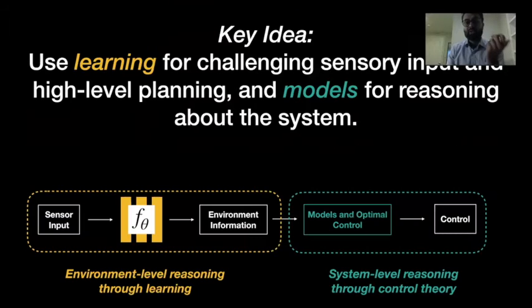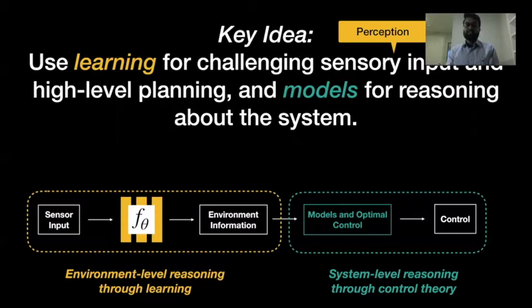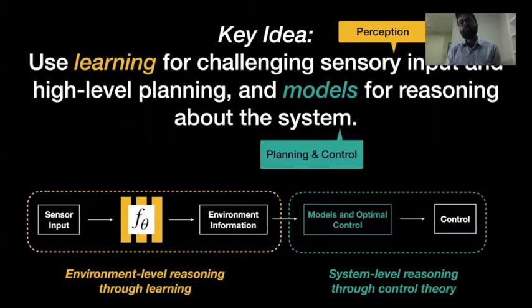So that's really our key idea, which is to use machine learning for challenging sensory input and for high-level planning. In other words, use machine learning for the environment-level reasoning of the system, and then use control theory and models for the system-level reasoning. What that means in this specific context is to use machine learning for processing the image that the robot sees to come up with the next sub-goal for the robot, and then use a model for planning and controlling the robot trajectory.